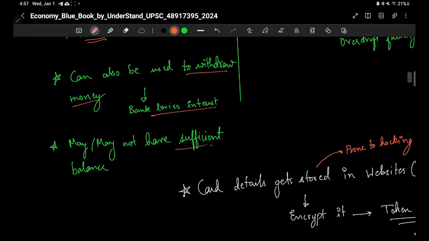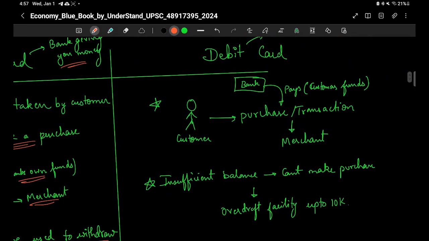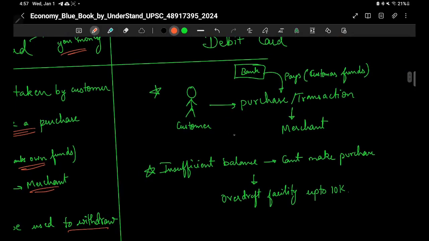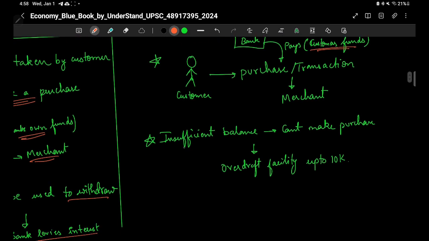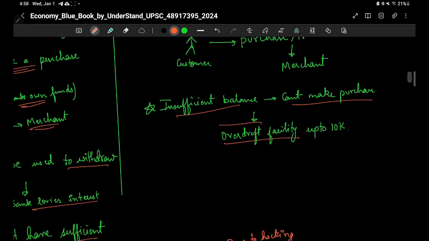It may or may not have insufficient balance. Your credit card may have some balance or may not have some balance. They will give you that money as a loan. Whereas debit card, if the customer wants to purchase or do a transaction with the merchant, here the bank will pay the money from the customer's funds, whatever savings account he has, from there they will deduct money and give it to the merchant. If there is insufficient balance, you cannot make a purchase, provided there are some exceptions to this, like overdraft facility.